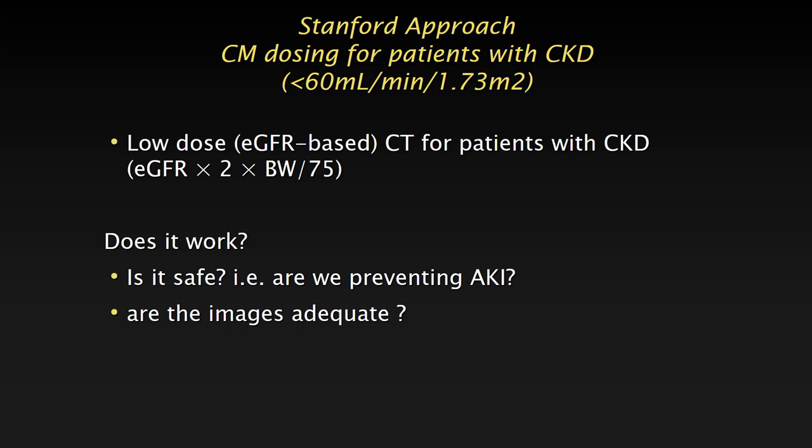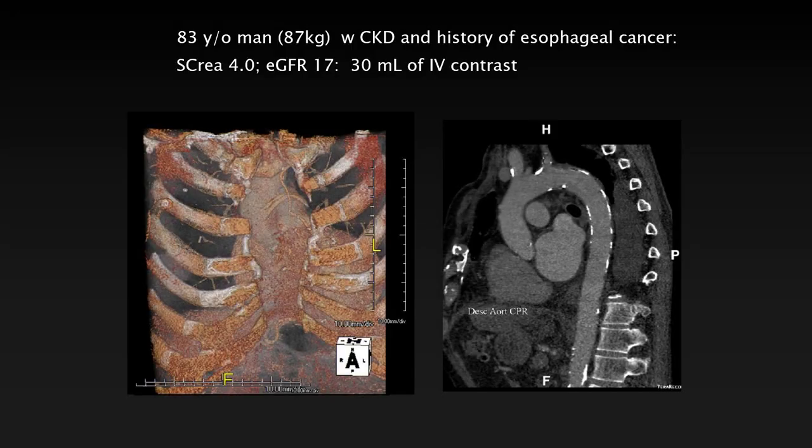And finally, obviously, we want to make sure that if we give such a small amount of contrast, is the image quality really adequate? So we have to be critical of ourselves. Now, in terms of image quality, here's a patient with 87 kilograms, chronic kidney disease. This patient had a history of esophageal cancer. That's important because one of the alternatives, if CT doesn't work, is they could do a transesophageal echo to measure the annulus instead of a CTA, but that was not an option.